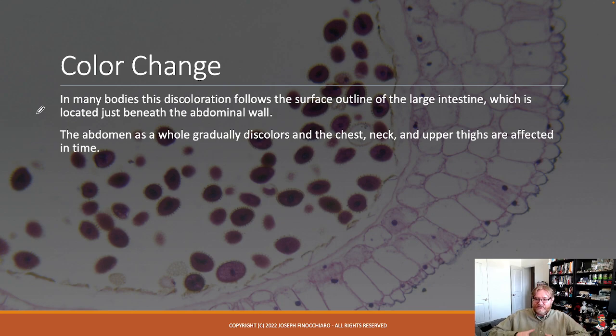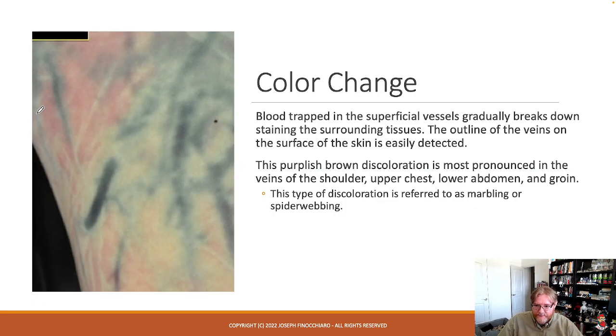Then it gradually starts creeping up to the chest, the neck, the upper thighs. As time progresses, the gas starts going everywhere. Blood trapped in the superficial vessels gradually breaks down, staining the surrounding tissues. That's what marbling actually is: the breakdown of the blood reacting with the gas and turning things green. This purplish-brown discoloration is most pronounced in the veins of the shoulder, upper chest, lower abdomen, and groin. This type of discoloration is referred to as marbling or spiderwebbing.